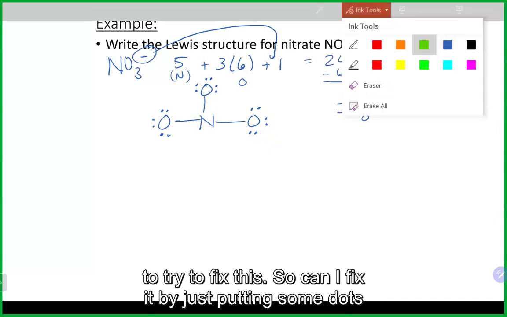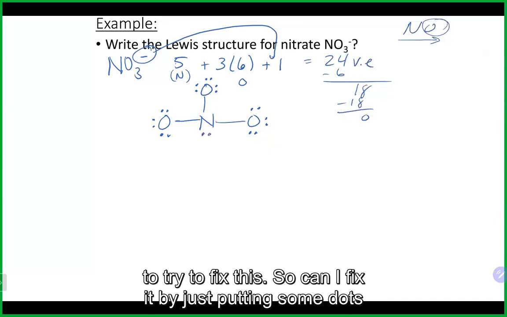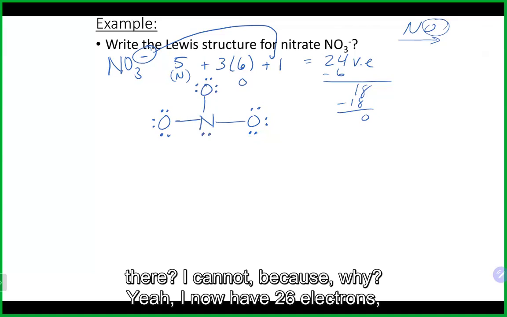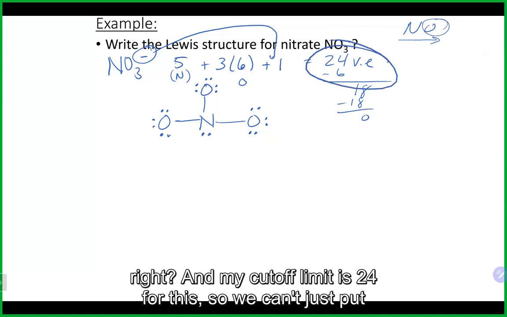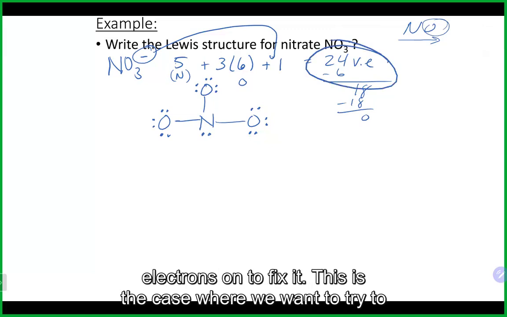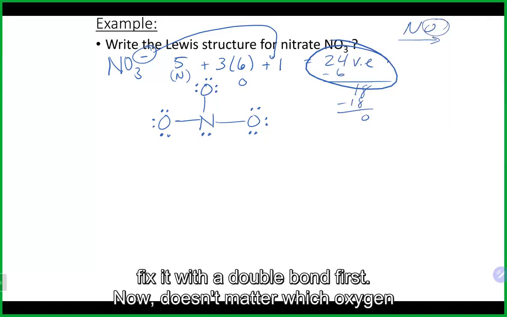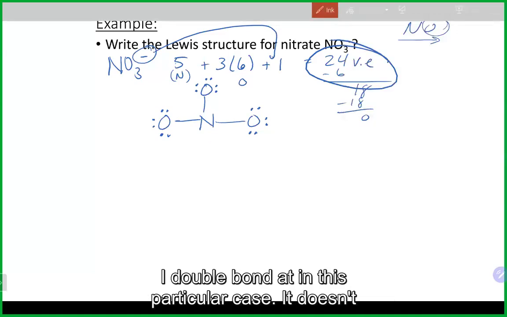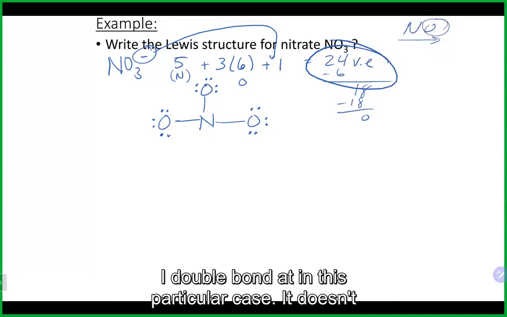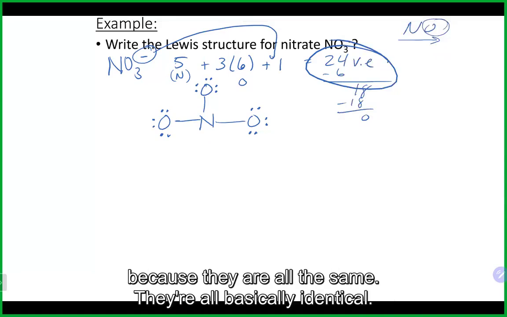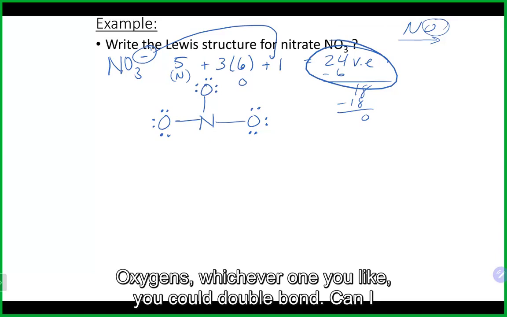So can I fix it by just putting some dots there? I cannot, because why? Yeah, I now have 26 electrons, right? And my cutoff limit is 24 for this. So we can't just put electrons on to fix it. This is the case where we want to try to fix it with a double bond first. Now, does it matter which oxygen I double bond at in this particular case? It doesn't, because they're all the same. They're all basically identical oxygens. Whichever one you like, you could double bond.